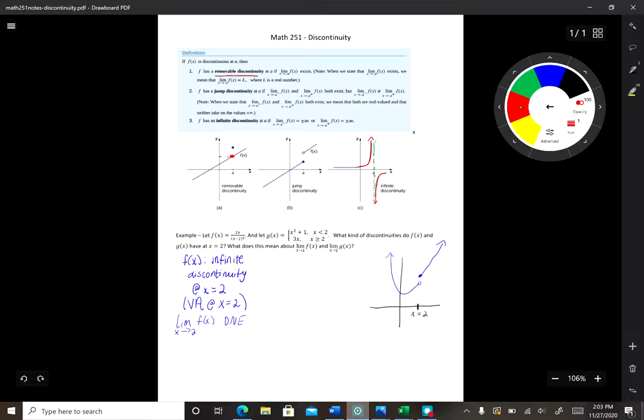So what's going on here at the point x equals 2? Well, on the left-hand side, this is the y value of 5. This is the point (2, 5), if I plug x equals 2 into x squared plus 1. And then on the other piece, this is (2, 6), if I plug 2 into the function 3x. We can see that this function jumps at x equals 2. It jumps from the y value of 5 to the y value of 6. That means that we have a jump discontinuity at x equals 2. So g of x has a jump discontinuity at x equals 2.